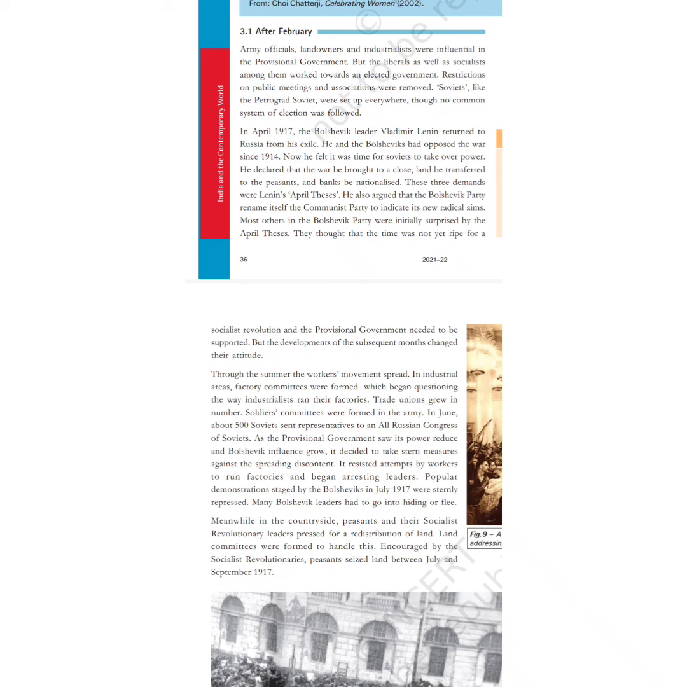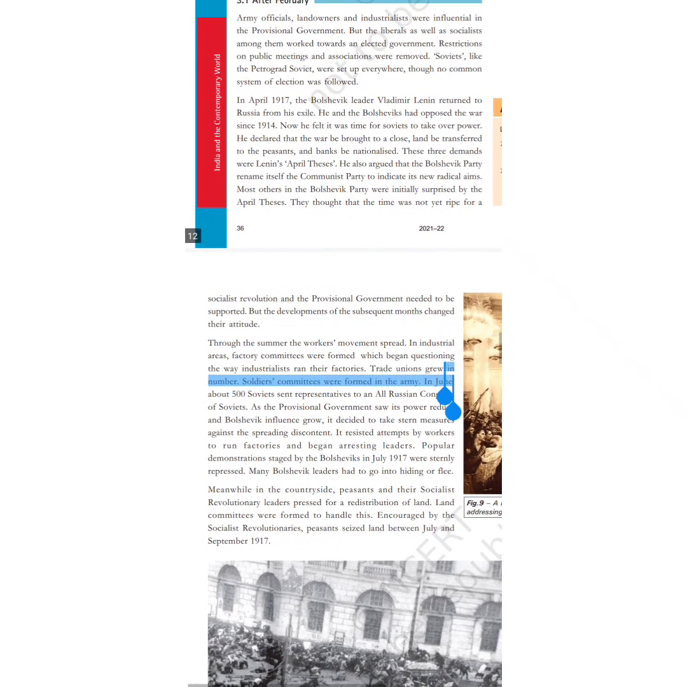As the Provisional Government saw its power reduced day by day, and the Bolshevik influence growing, it decided to take stern measures against the spreading discontent. So the Provisional Government decided to do something to improve its power. They resisted attempts by the workers to run factories and began arresting leaders. Popular demonstrations staged by the Bolsheviks in July were sternly repressed.